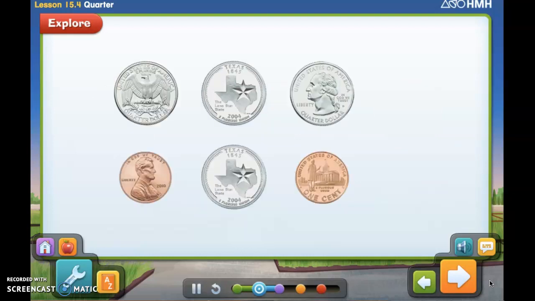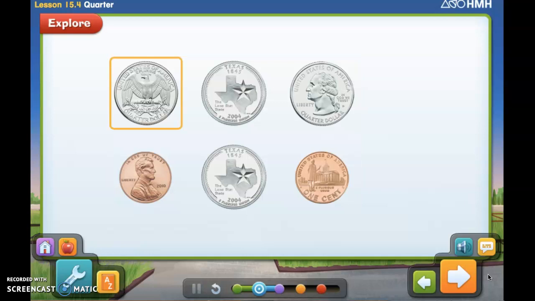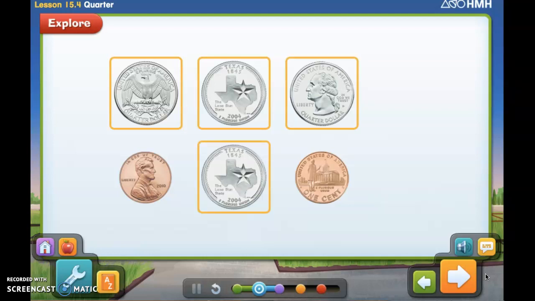You can count quarters one by one, just like you count with counters. This group of coins has pennies and quarters. How many quarters do you see? 1, 2, 3, 4. There are 4 quarters.